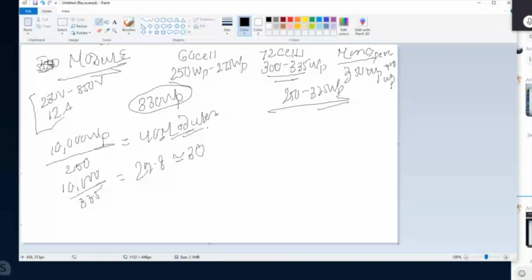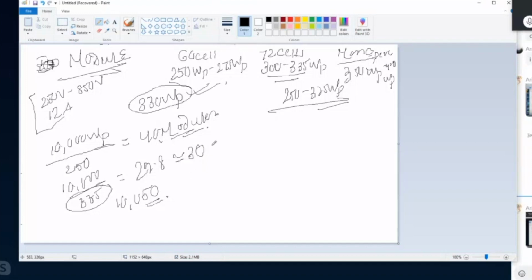So now what's the difference? Here you can see that you are only designing for 10,000 watt peak, but whenever we are multiplying 30 into 335, you are paying for 50 watt peak more, but you are saving in structure, because for 40 modules the structure amount would be more than for 30 modules. So it's preferable to go for higher range modules rather than lower range modules. Clear? So 335 we can choose if available in market, if not we can choose 330 watt peak.